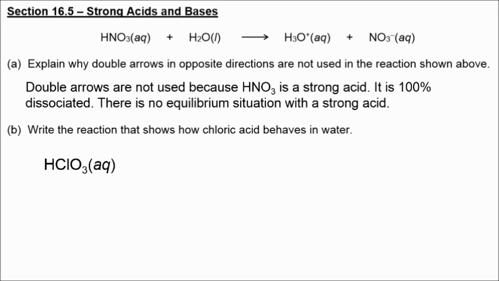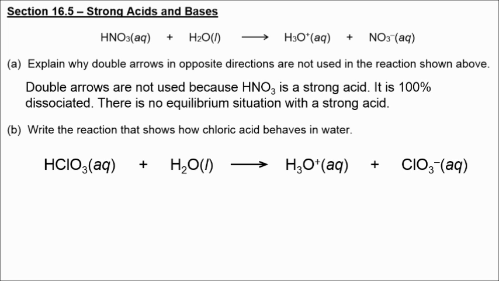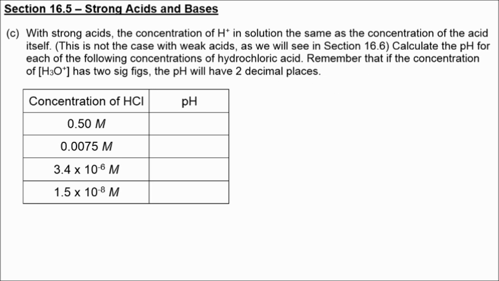Chloric acid, which is HClO3, is also a strong acid. So the products are the hydronium ion and the chlorate ion, ClO3-. With strong acids, the concentration of H+ in solution is the same as the concentration of the acid itself. This is not the case with weak acids, and we'll talk about that in the next section. So the pH is simply the negative log of the concentration that you're given.